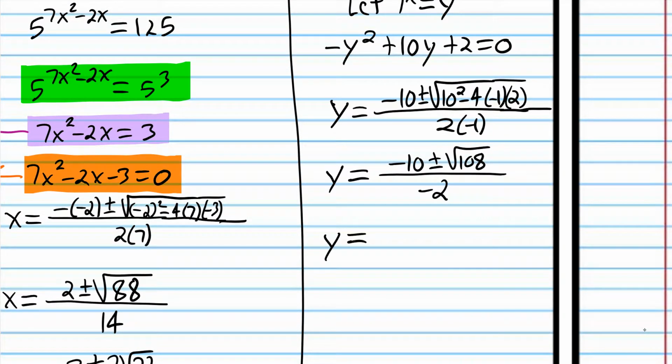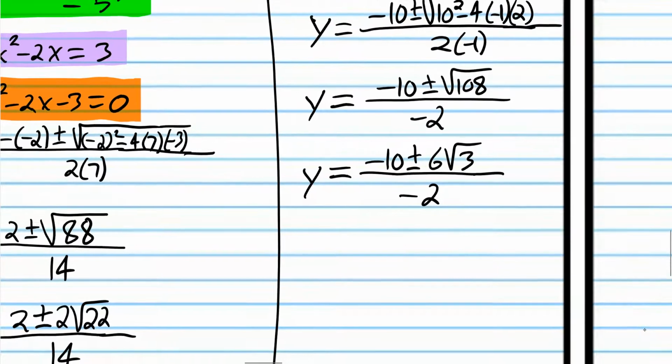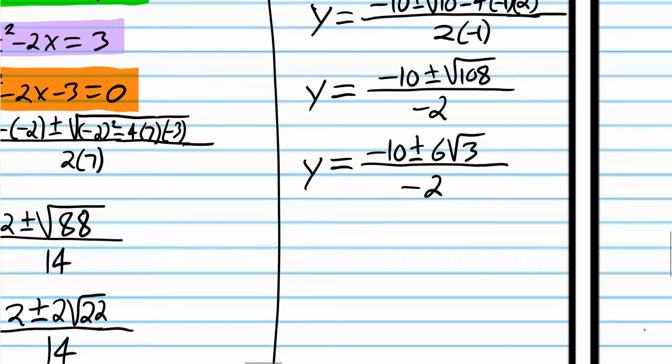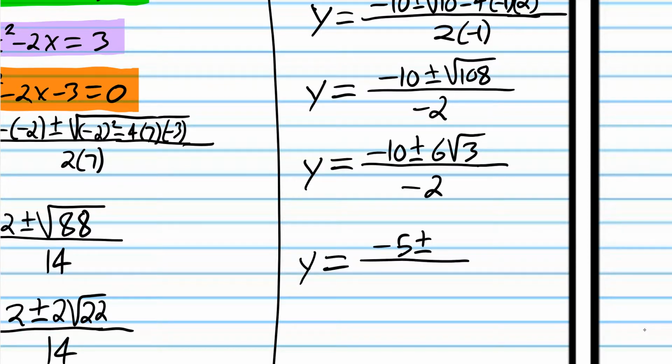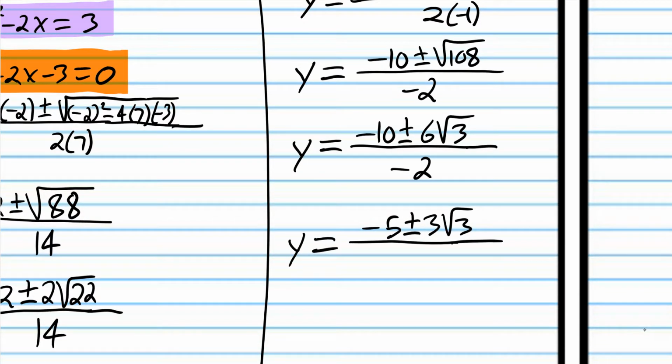All right. And 108 is 36 times 3. So again, you can use a factor tree if you're not sure about that. 36 square rooted is 6. And 3 stays inside. But notice that we have everything can be divided by 2. So if you divide everything by 2, we get negative 5 plus or minus 3 root 3 over negative 1.